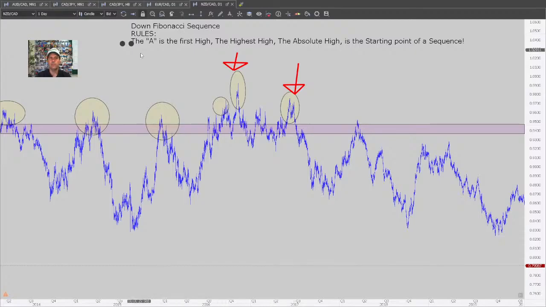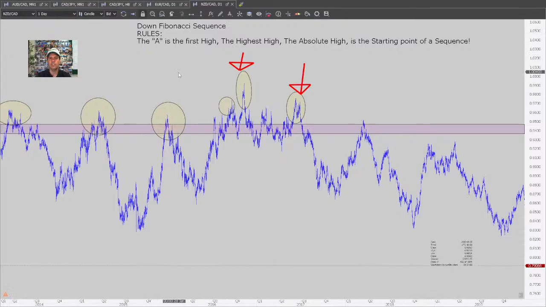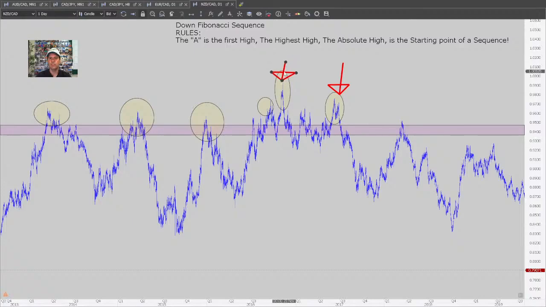Down Fibonacci sequence rules: the A is the first high. So of course this is not the first high. Agreed, the first high would be this, but it's also the highest high. So this is not the highest high, this is the absolute high, the starting point of a down sequence. This is not a starting point, because to get back up, this is the starting point of the sequence. So Romelu is saying that the absolute high is the starting point. Makes sense, everybody?